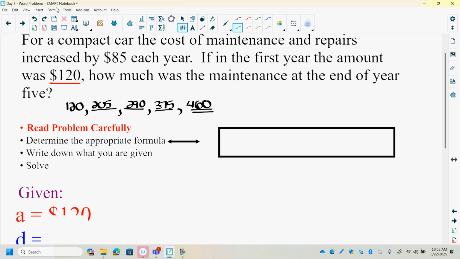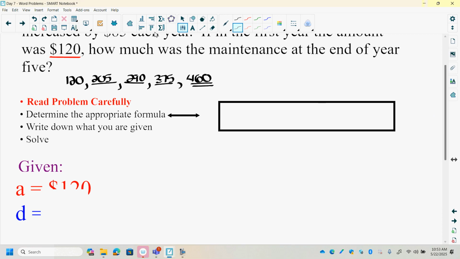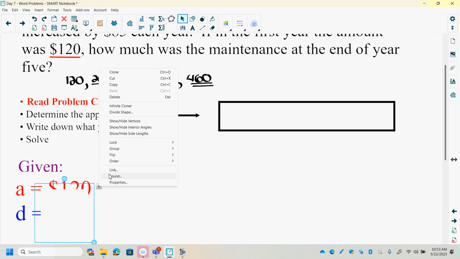All right, we'll carry on. That's how the sequence goes. I think you can agree that if it's increasing by $85 each year, I'm adding 85. So it has a common difference. The D value would be 85. Any issues with that?